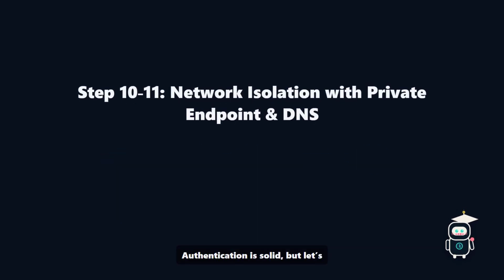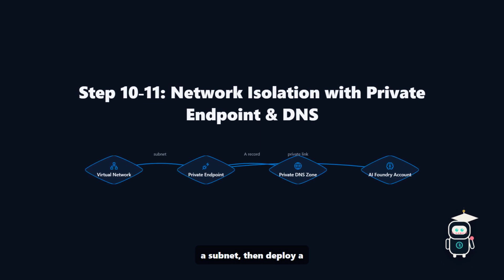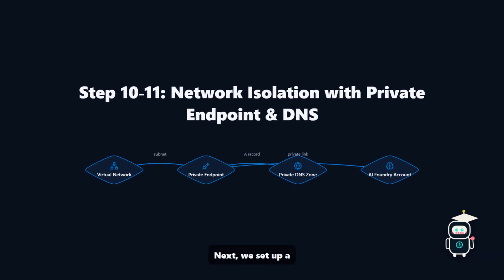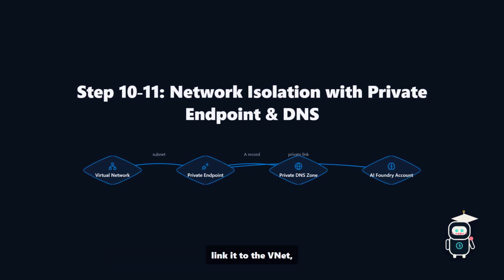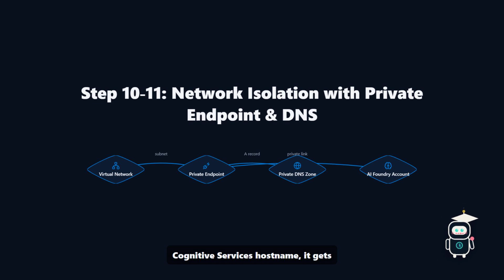Authentication is solid, but let's lock the door physically. We create a virtual network and a subnet, then deploy a private endpoint that injects our AI Foundry account into that network via a private IP. Next, we set up a private DNS zone for privatelink.cognitiveservices.azure.com. Link it to the VNet, and add an A record so that when any resource inside the VNet resolves the cognitive services hostname, it gets the private endpoint's IP instead of the public one.